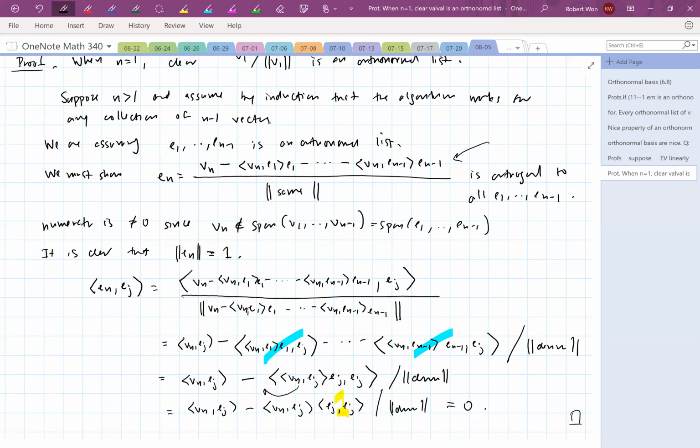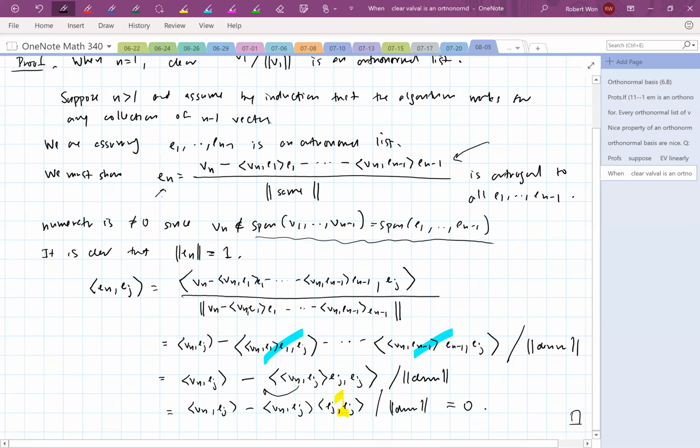And then also, the first n minus 1 e's had the same span as the first n minus 1 v's, right? These two spans were the same. That's by hypothesis. But also, if you add en, then you can get vn, right? Because this is en. If you have en and all the e1 through en minus 1, you can get vn. Just multiply by the denominator and add to the other side. Which means that you can get all of v1 through vn. So you haven't altered the span.